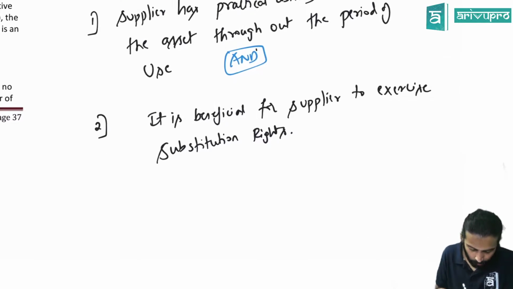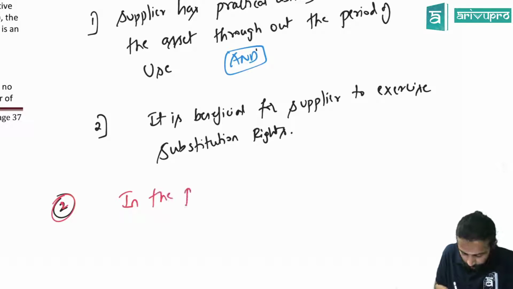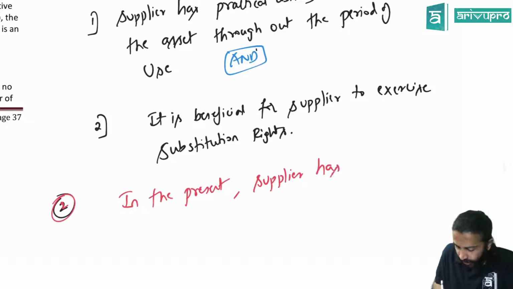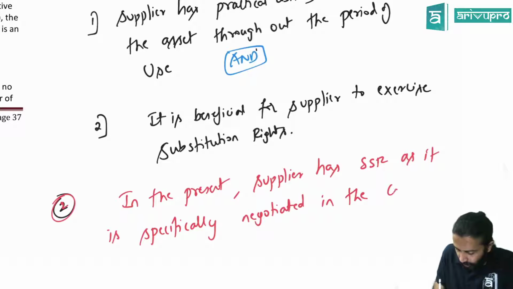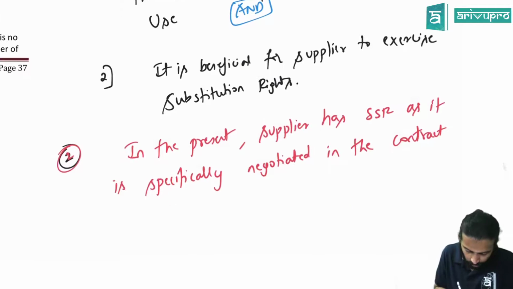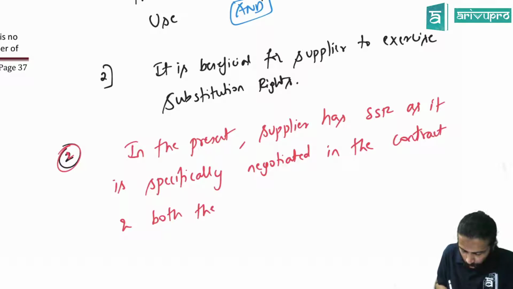Okay. Second point you will write is, in the present case, supplier has SSR as it is specifically mentioned in the contract, or as it is specifically negotiated in the contract, and both the above conditions are also satisfied.